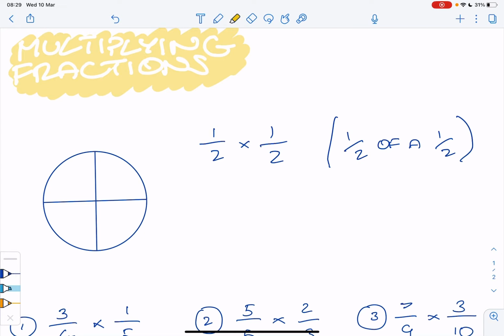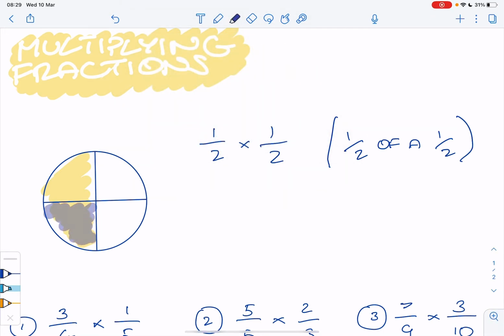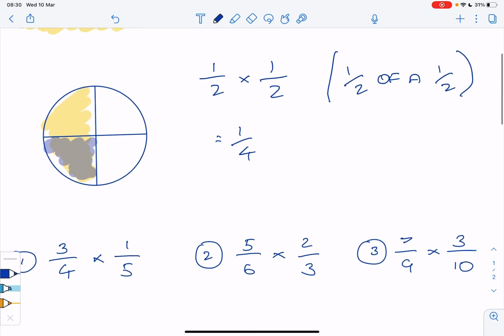And you can use that to help you if you have a diagram like this, because if I looked at this whole part here, this is obviously a half. And if I wanted half of it, then I've just got this part. And we can know by looking at that pizza shape, that is obviously going to be a quarter. We don't want to have to draw this diagram every single time, especially when we're dealing with some of these questions down here.